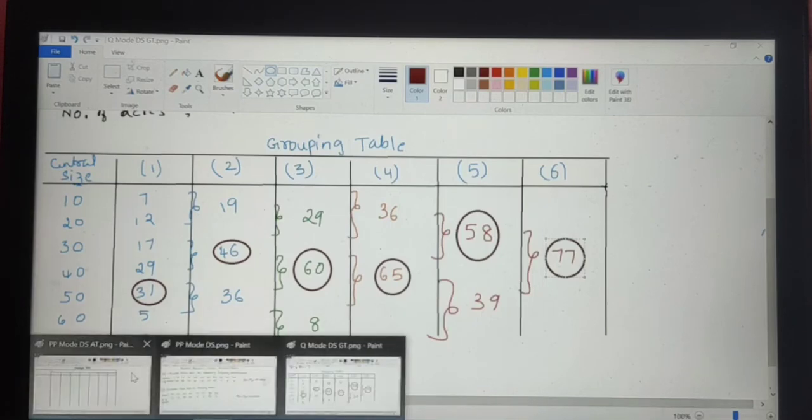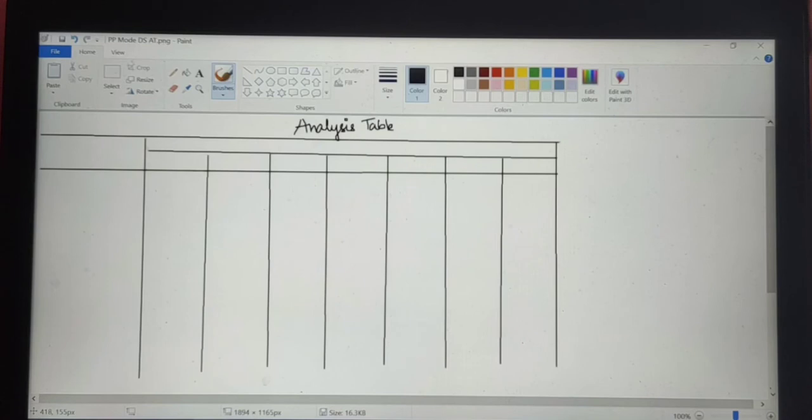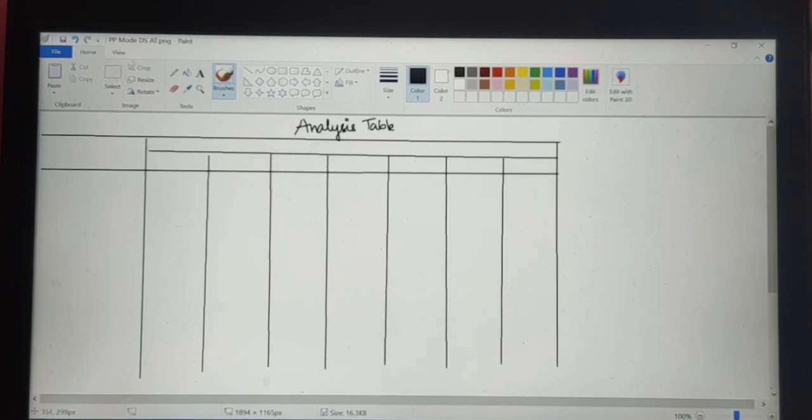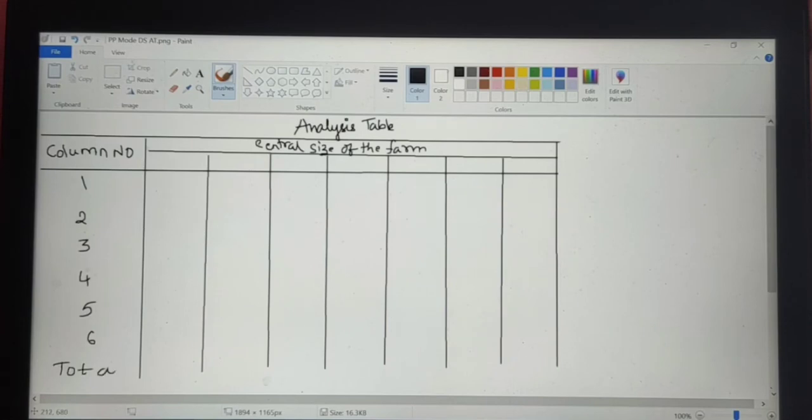Now let's go ahead with analysis table. So what basically happens is in analysis table, our column headings will become row headings and row headings will become column headings. So here let me write it as column numbers. Okay, and here I will be writing central size of the farm. Okay, now in column numbers I have 6 columns. So I will put 1, 2, 3, 4, 5 and 6 and here I will write total.